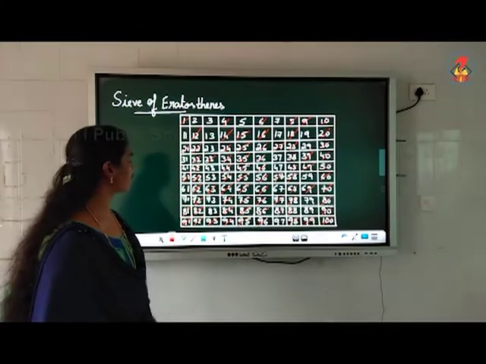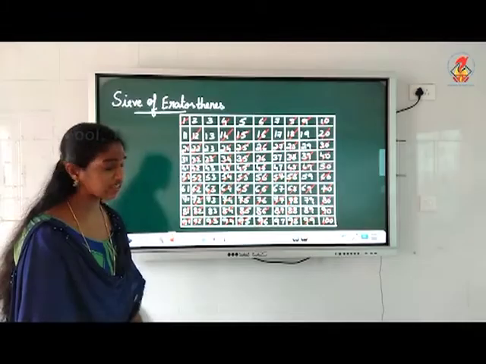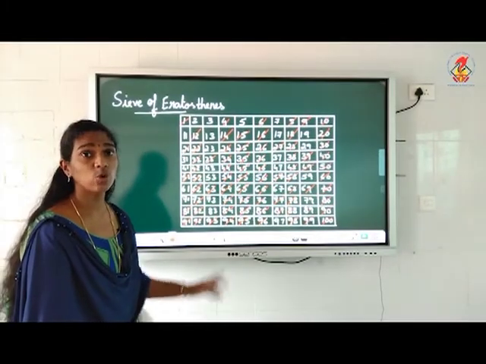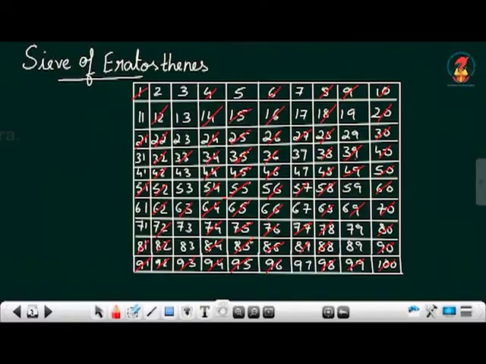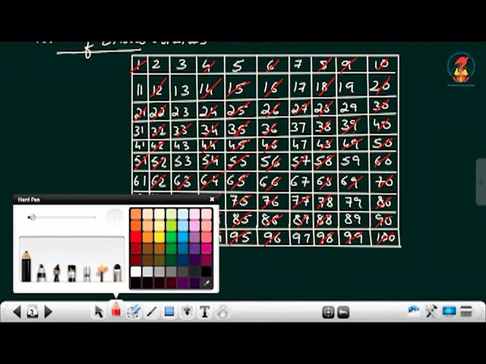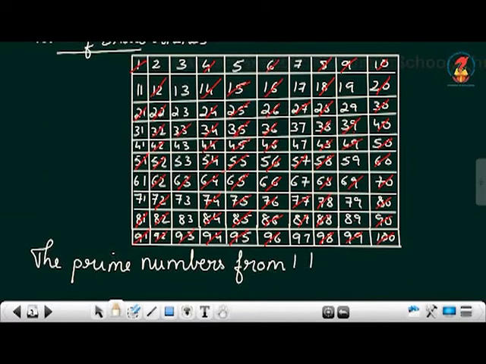Now see what is left. All the numbers which are not crossed out, those numbers are called prime numbers. So you will write down the prime numbers. The prime numbers from 1 to 100 are, which are the prime numbers, children?